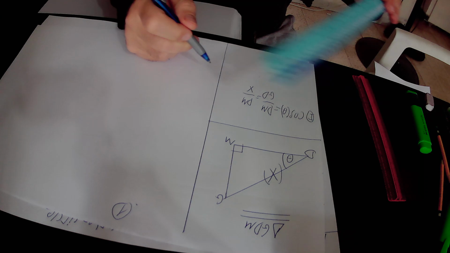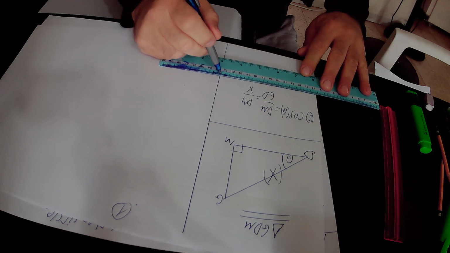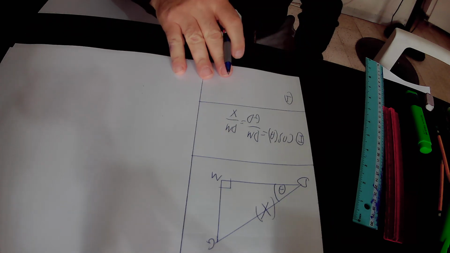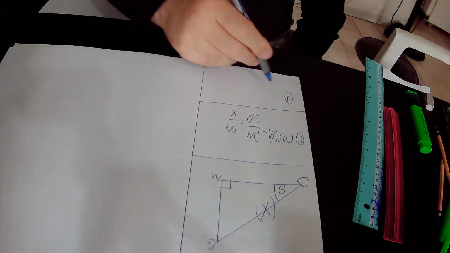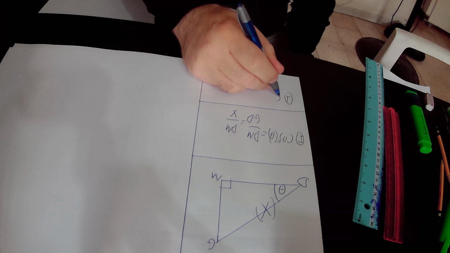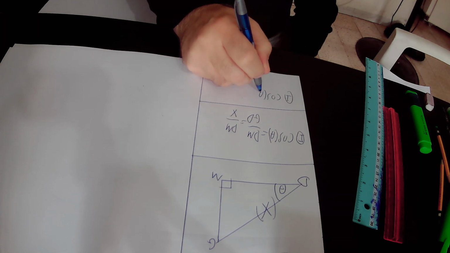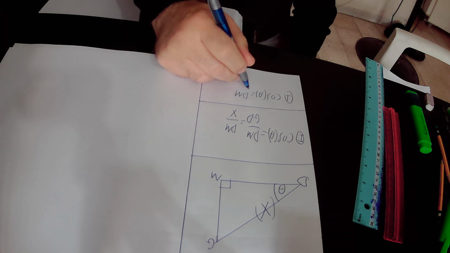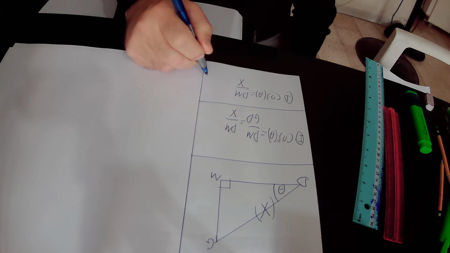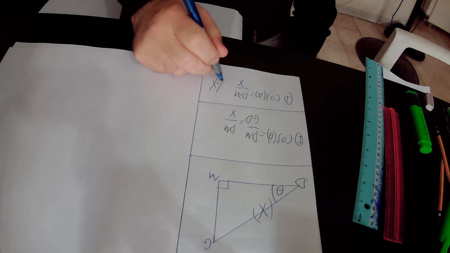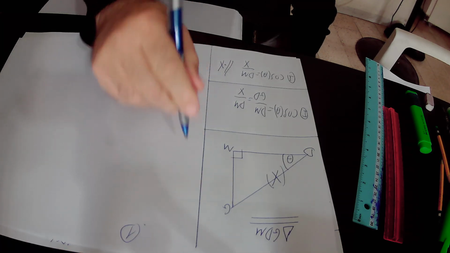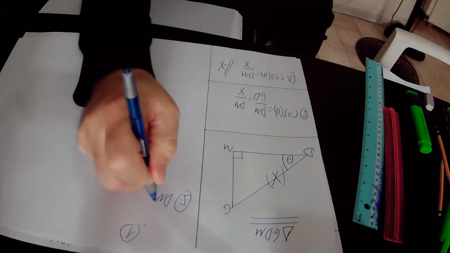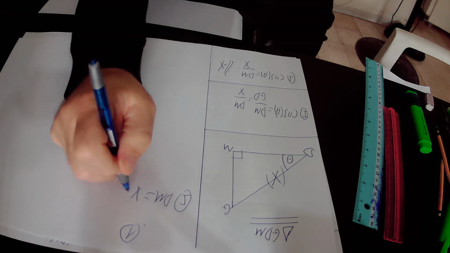In conclusion, we found out that according to equation 1, cosine theta equals DM over x. Here we multiply this equation 1 by x, and finally we get that according to this equation 1, DM equals x times cosine theta.